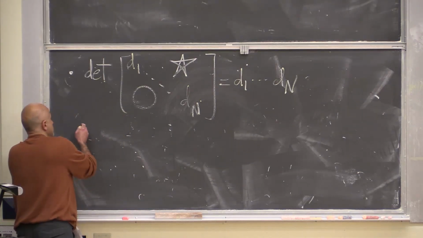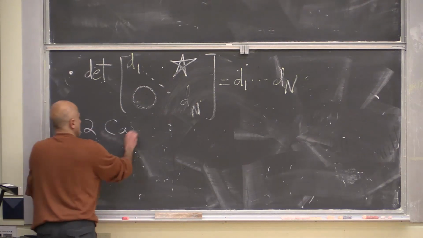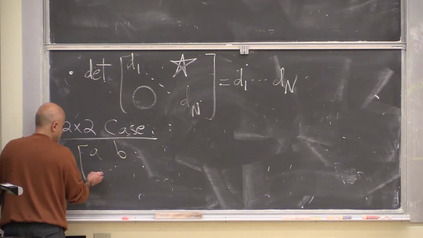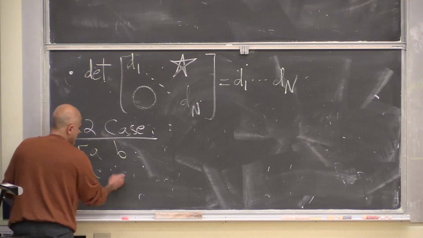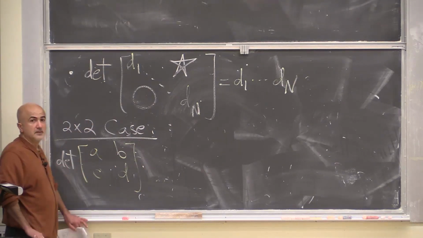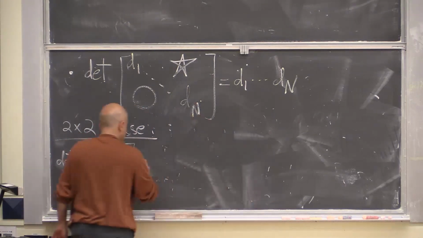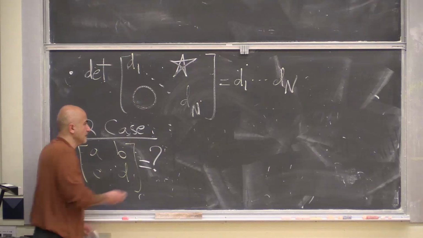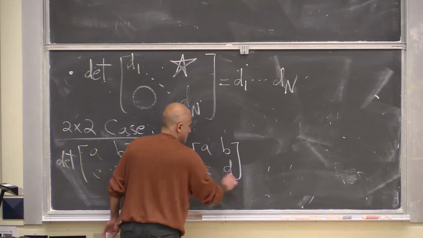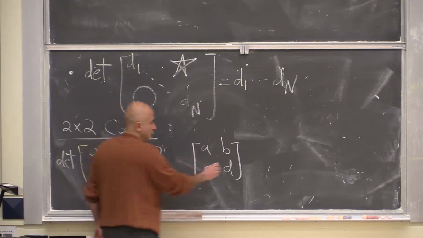Okay, so let's do a 2x2 case. So I have A, B, C, D, and I'm trying to figure out the determinant of this. What is this determinant? Well, how do I convert this? Can I convert this into an upper triangular matrix? What can I do?